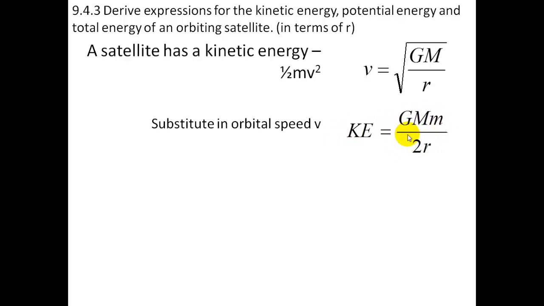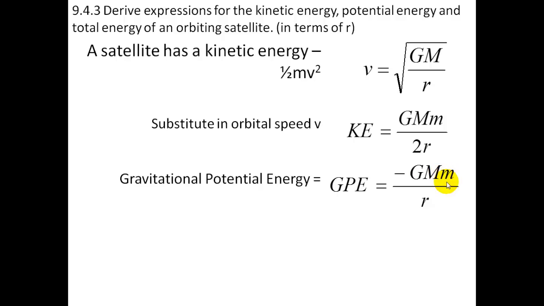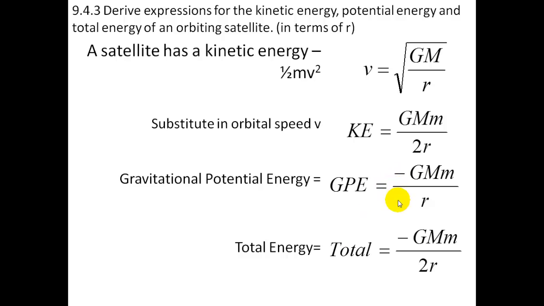Now we also know that the gravitational potential energy is equal to minus GMm over r. So we have the kinetic energy, we have the potential energy. The total energy is going to be the sum of the kinetic energy and the potential energy. We add them together, and see if you can do this, and you should find that the total energy is minus GMm over 2r.